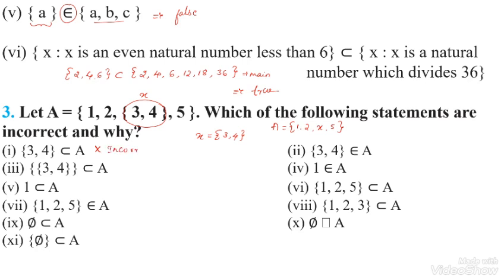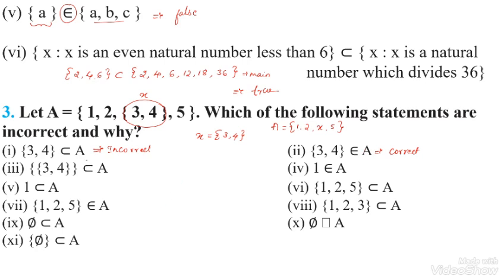So, I can write it's an incorrect statement. The first one is incorrect because {3, 4} is not a subset of A. Okay. Then the second one, 3, 4 belongs to A. Yes, it is the correct statement, because here x represents the elements 3, 4. So x belongs to A means the elements 3, 4 belong to A.